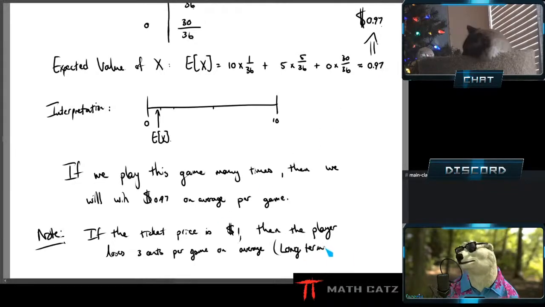Long term prediction. How long term? That's hard to say. Probably extremely long term, that I could host this. People come, they play hundreds of games, and because my profit margin is so small, I might still lose. But this analysis says that if enough games are played for long enough, this is what's going to happen on average. How long? The expected value doesn't tell me that.